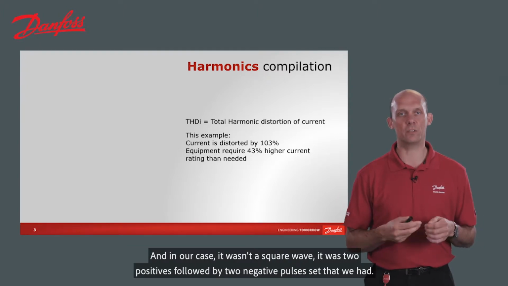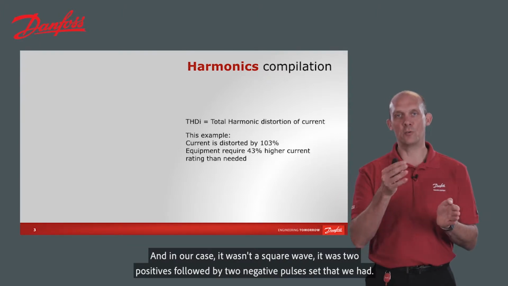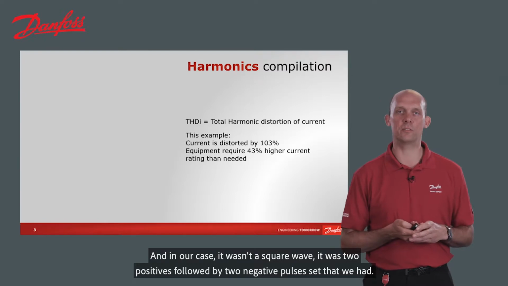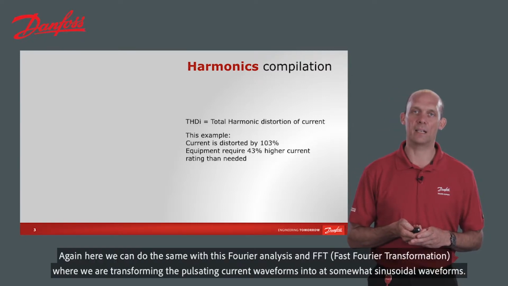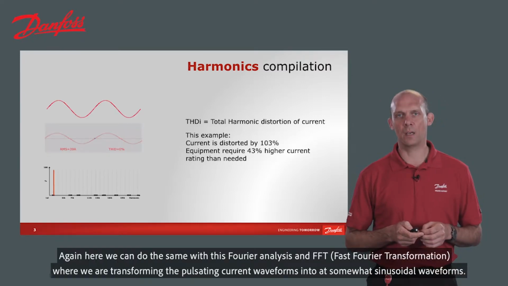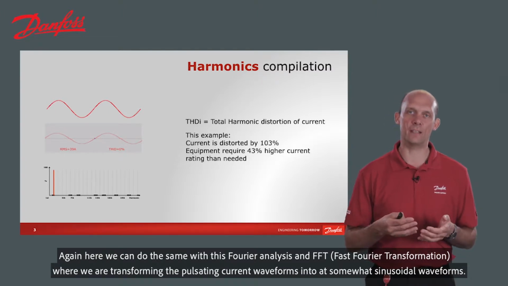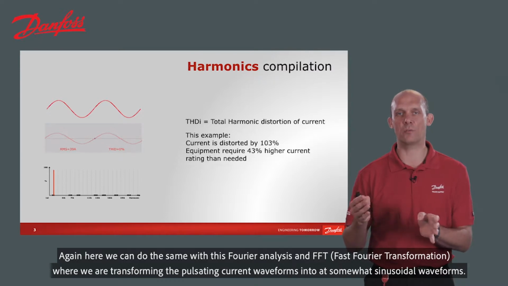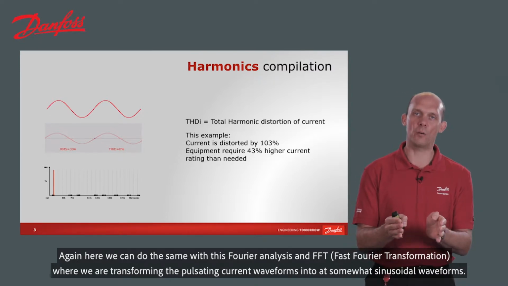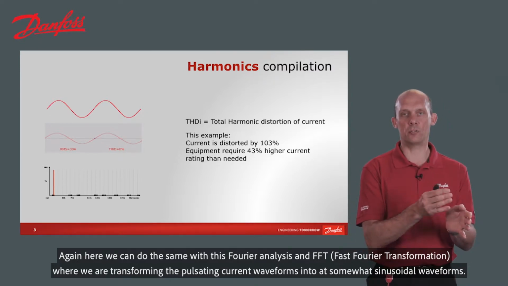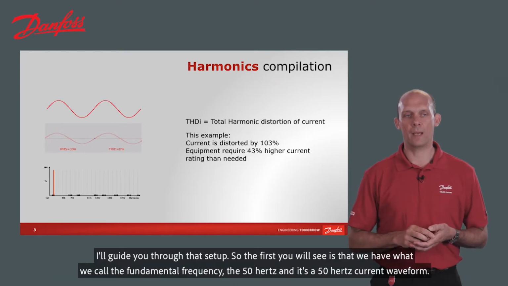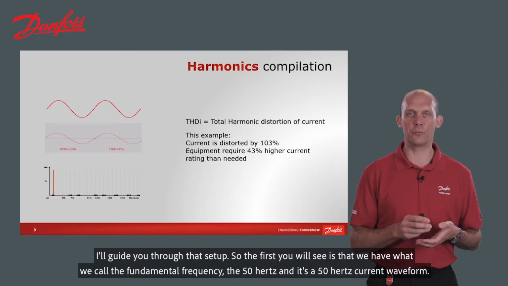And in our case, it wasn't a square wave, it was two positive followed by two negative pulses that we had. And again here we can do the same with this Fourier analysis and FFT, fast Fourier transformation, where we are transforming the pulse-shaped current waveforms into a sum of sinusoidal waveforms. And I'll guide you through that setup.